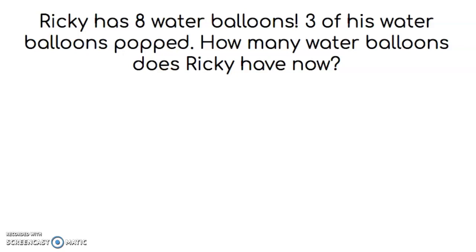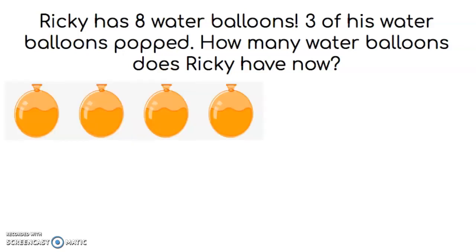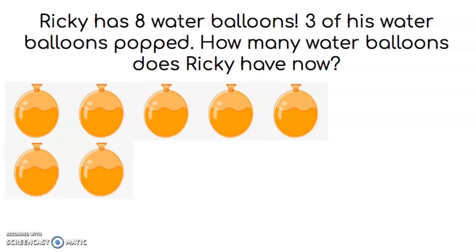So naturally, we're going to start by drawing a picture. It's so much easier to understand what is happening in a problem and the numbers that we need to use if we draw a picture. So I want to start with what Ricky started with, and he started with 8 balloons. So help me count those 8 balloons. Ready? 1, 2, 3, 4, 5. And after I get to 5, I want to move down to the bottom row. 6, 7, 8. Yeah, there are my 8 balloons.